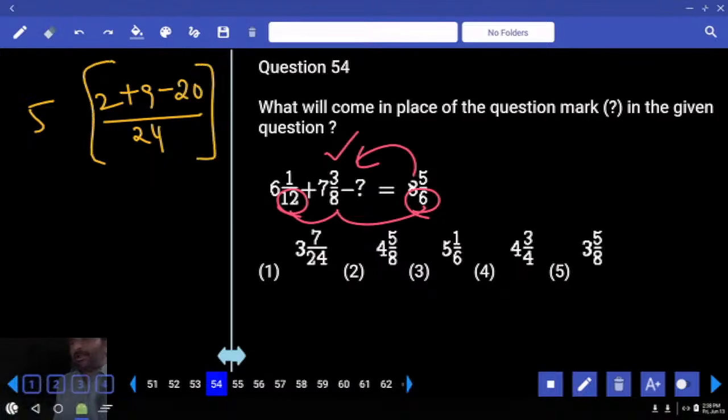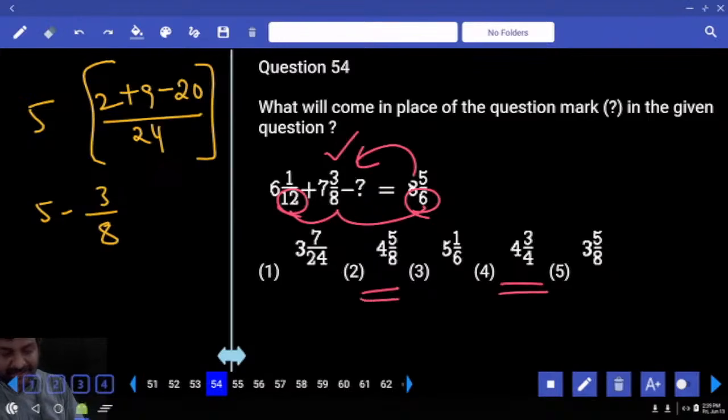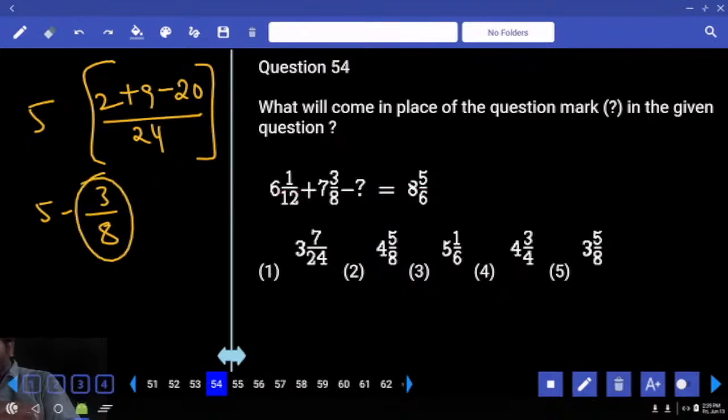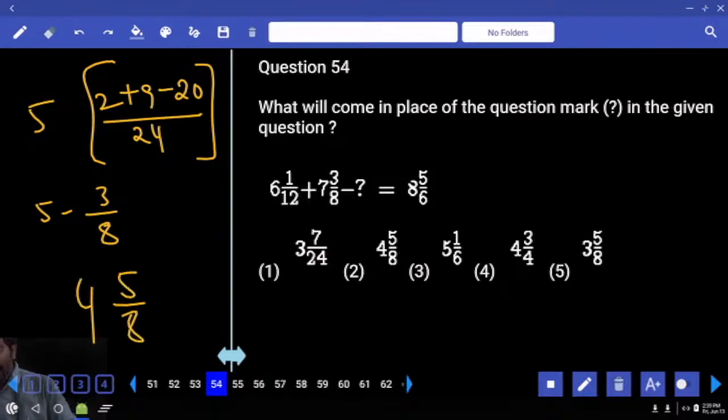The number inside the bracket is the numerator. Minus 9 by 24. 9 by 24, simplified, is 3 by 8. So 5 minus 3 by 8 in the sense, the answer will be in 4 something. Correct? 2 options are there. If 3 by 8 is subtracted, the answer will have 5 by 8 only. 4, 5 by 8. Got it?